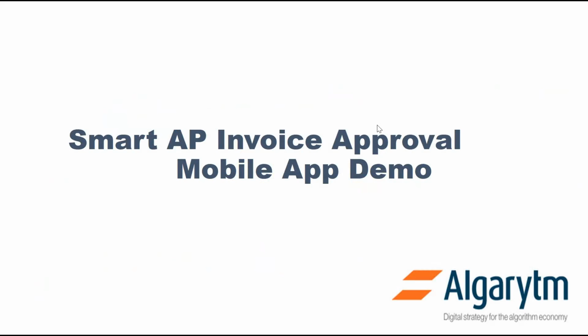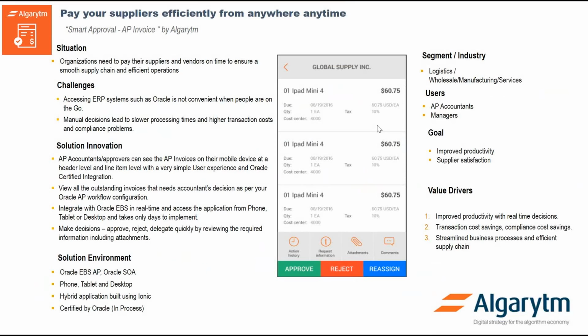Now let's look at the mobile app demo. If you want to look at the business benefits of this application, the Smart Approval AP Invoice app enables you to pay your suppliers efficiently from anywhere, anytime. The current situation is that organizations need to pay their suppliers and vendors on time to ensure a smooth supply chain and efficient operations. There are a lot of challenges to ensure that the supply chain is smooth.